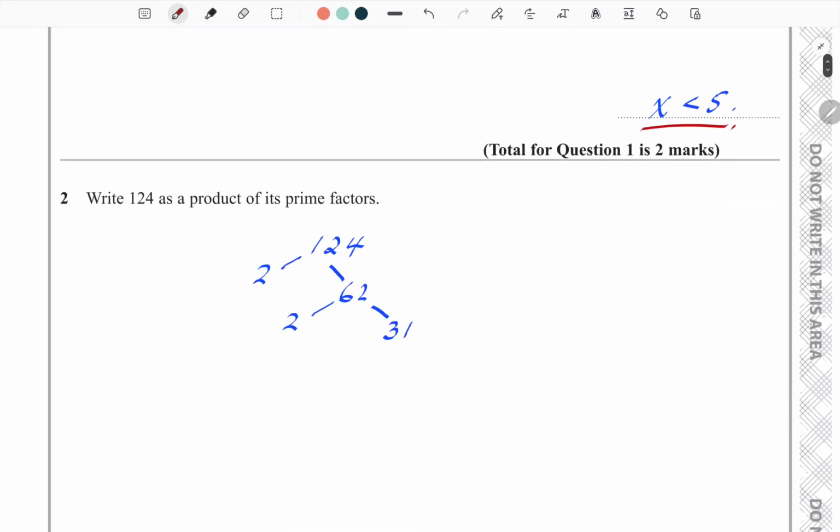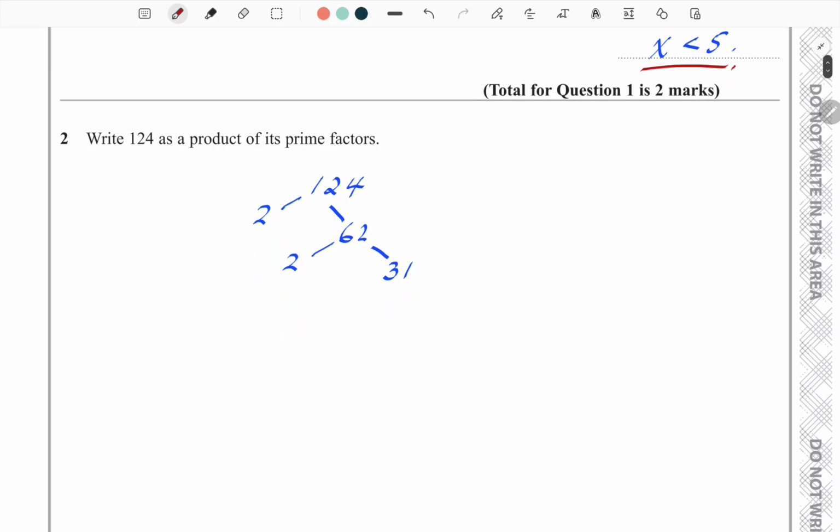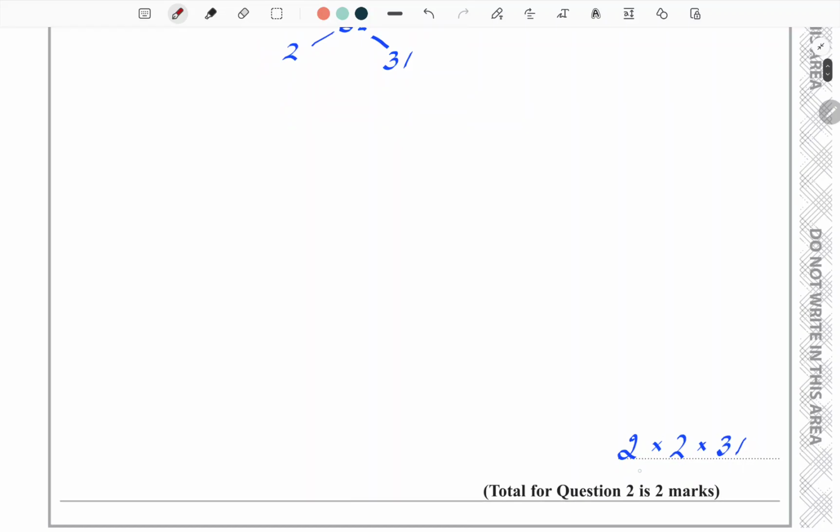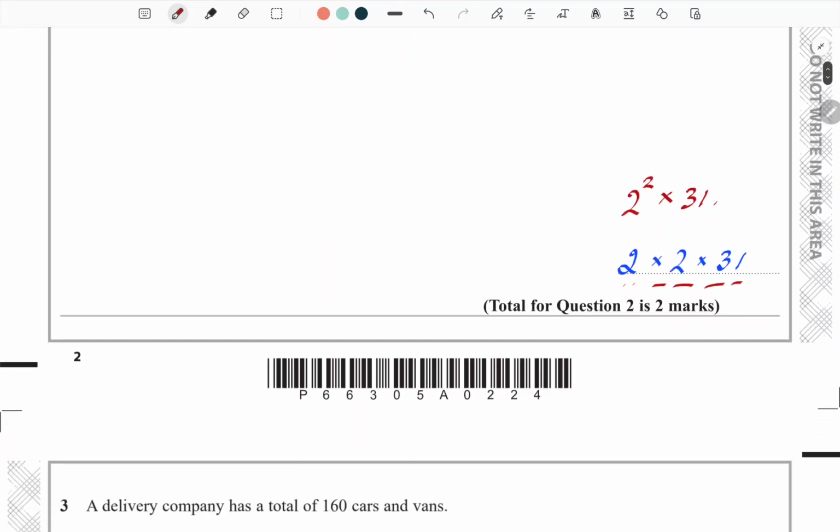Nice and simple. Okay, number 2. 124 as a product of its prime factors. Well, it's an even number, so always start with 2. Divide by 2 leaves you with 62. Divide by 2 again, and you're left with 31. Can't go any further than that. So the answer to the question is a product 2 times 2 times 31. You can also write it as 2 squared times 31. That is also acceptable.